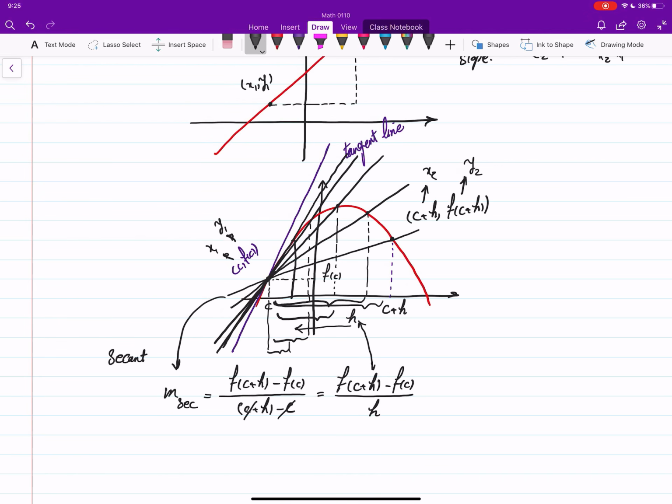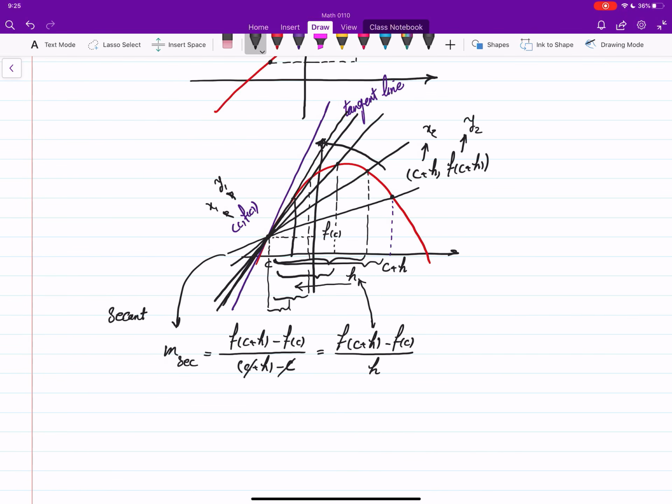And none of these lines are important by themselves. But when you look at their trends as h goes to 0, in other words, c plus h goes closer to c, you see that if there is any tangent line, the limit should be the tangent line. So not the slopes that we find for the secant lines, not that itself. The limit of that is what makes the tangent line, and the slope of the tangent line is that.